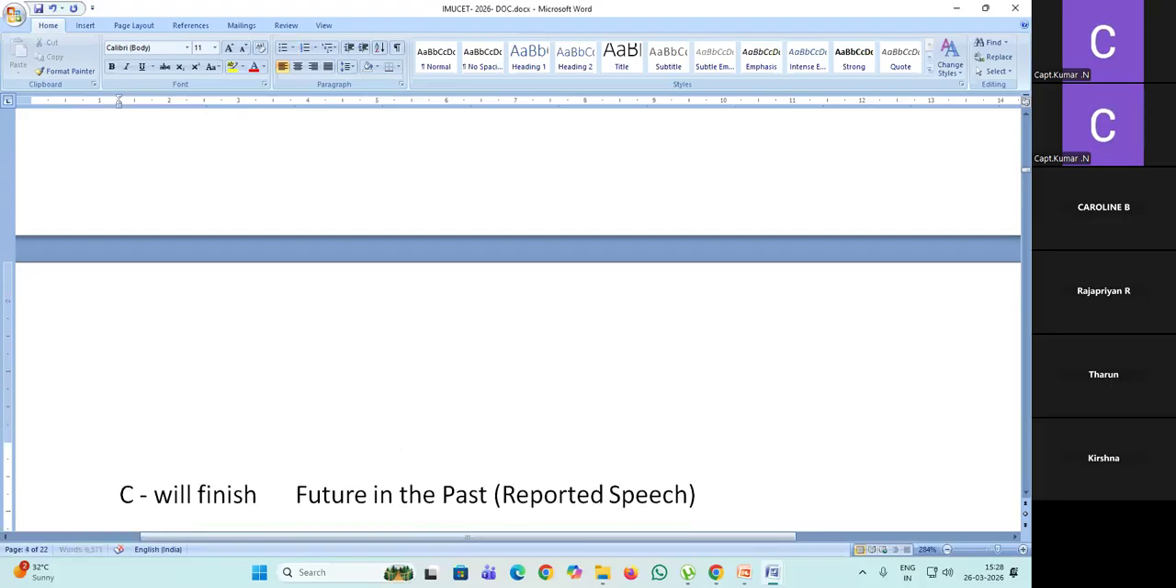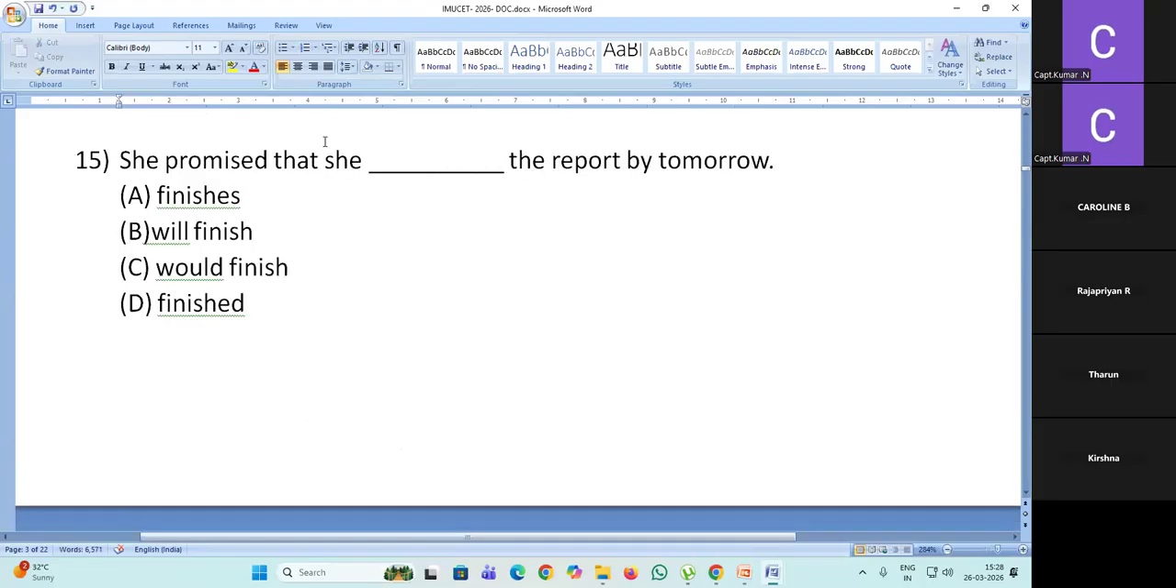Next one. She promised that she dash the report by tomorrow. Here, we know that we are talking about future. So what will come? Simple future tense. She will finish. She is giving assurance, promising. So, will finish the report by tomorrow.